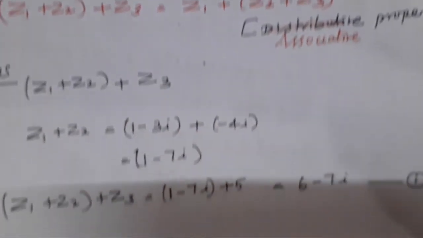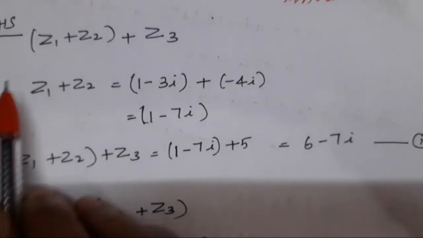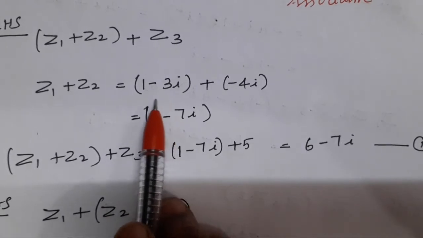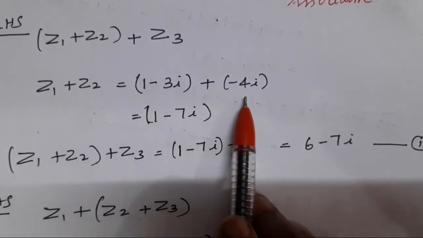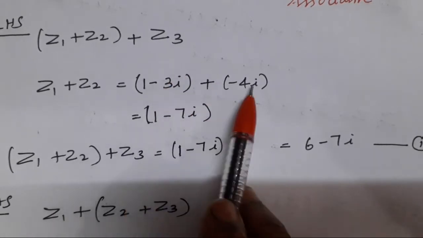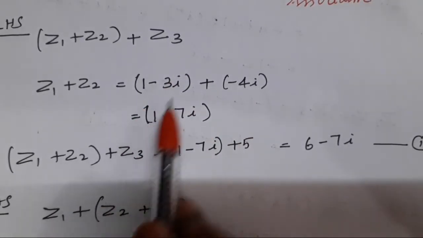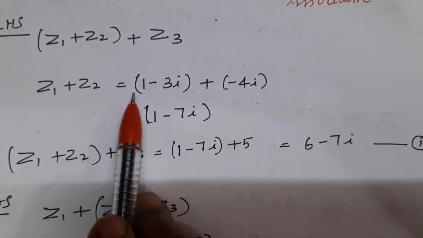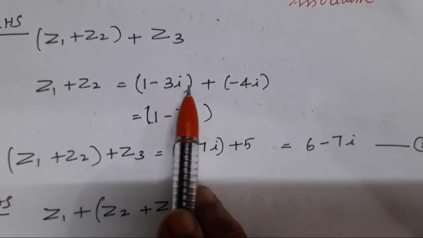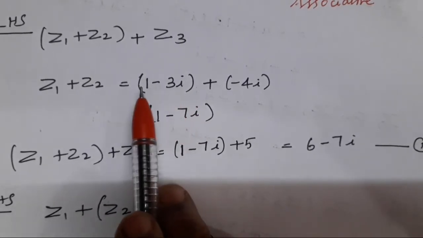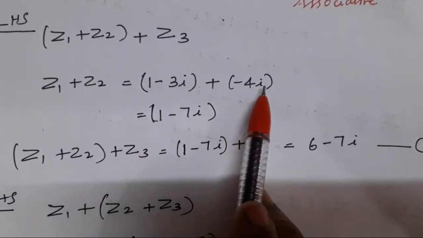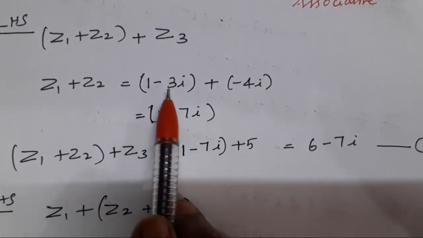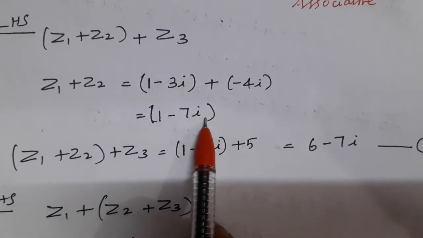Now listen. Take the LHS: Z1 plus Z2 plus Z3. Z1 is 1 minus 3i, given in the question, plus Z2, which is minus 4i. Here 1 is the real part. Minus 3i minus 4i is minus 7i. We add the real part with the real part and the imaginary part with the imaginary part, in addition as well as subtraction, as we learned in the last exercise. So 1 is the real part, keep it as itself, and minus 3i minus 4i is minus 7i.